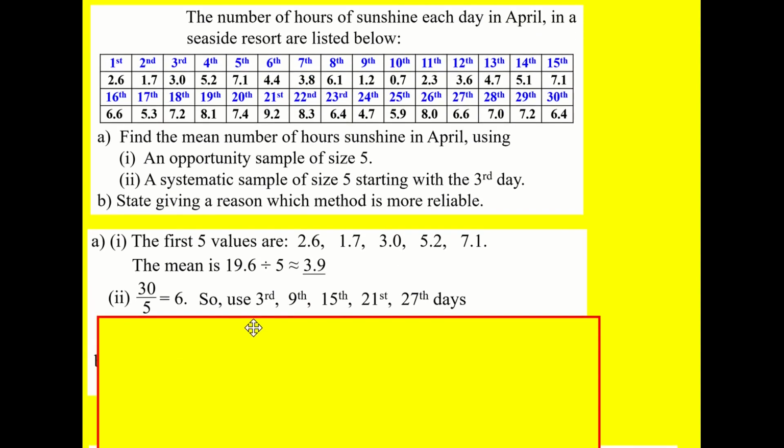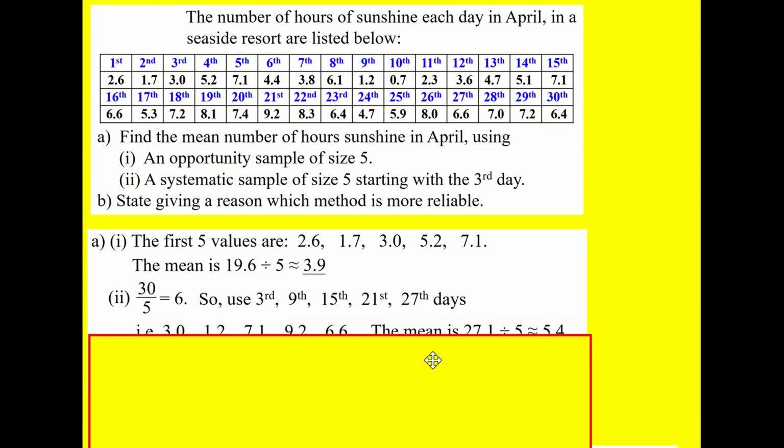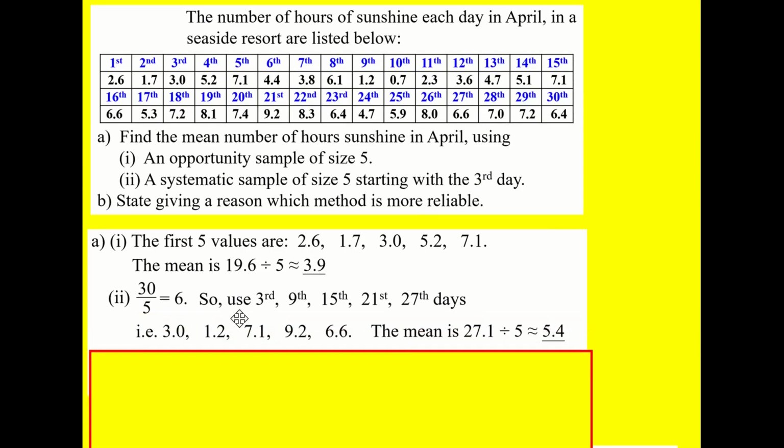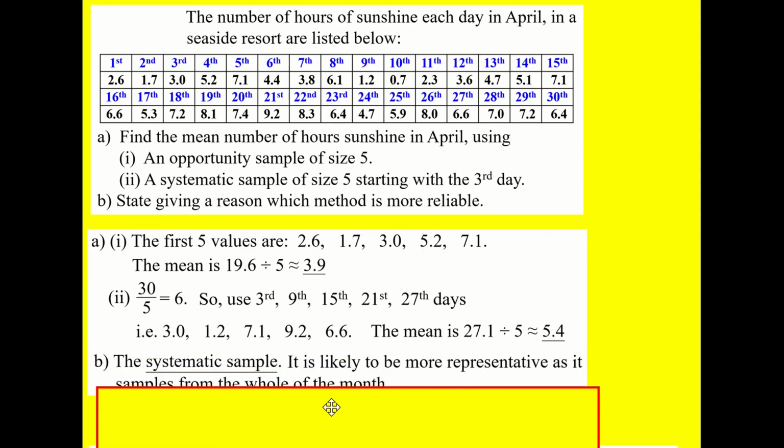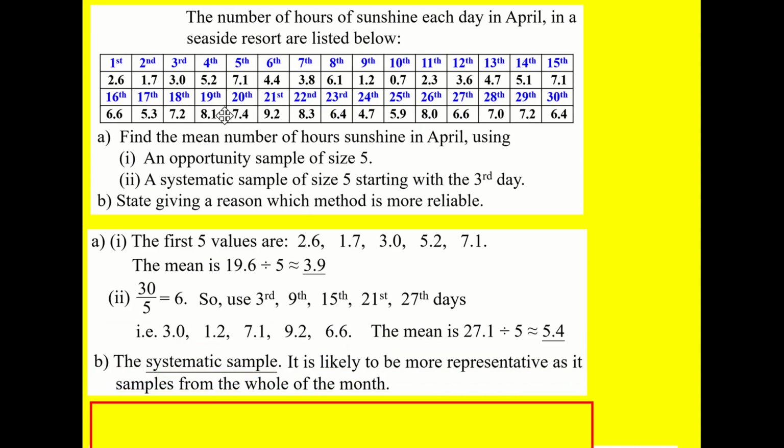Okay, state with a reason which method is, oh sorry, I haven't done the mean yet. So the mean is going to be 5.4 after you've added them together. Which do you think is more reliable? Well, the systematic sample, because you're testing the whole month. With your opportunity sample, you're only testing the first 5 days. Hopefully you can see why that's going to be more reliable.